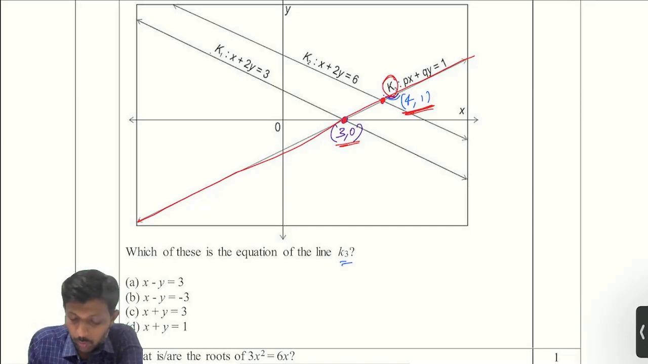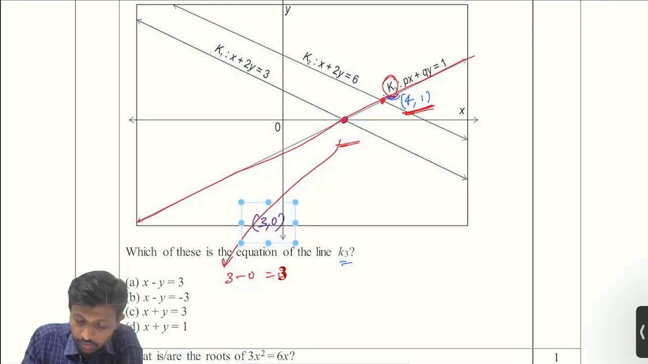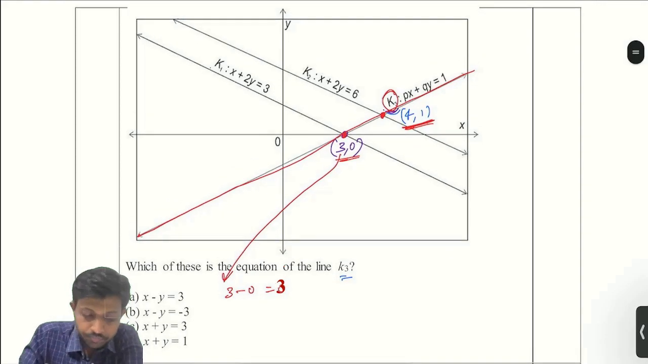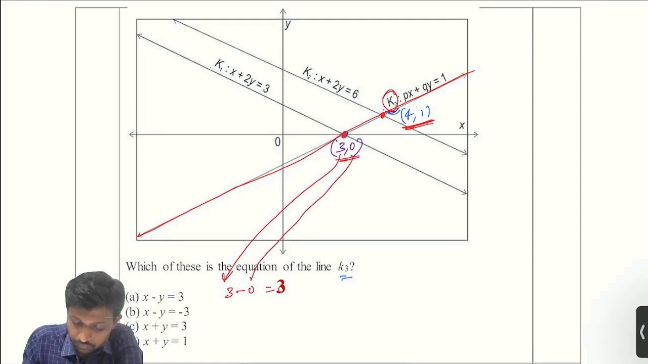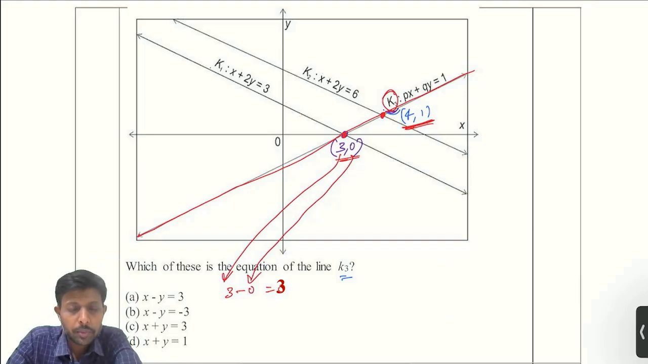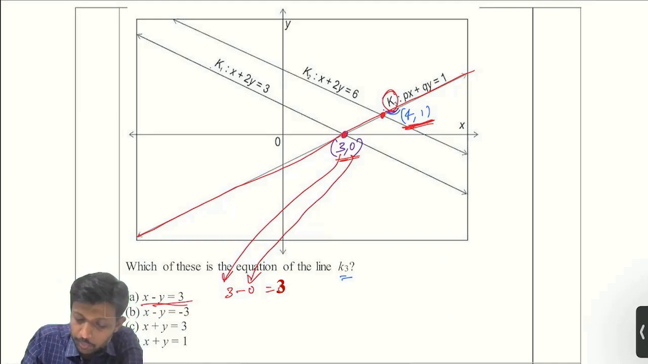x minus y equal to 3. So 3 minus 0 equal to 3. I've taken x from here, y from here. Okay, x and y have been taken from here. So this satisfies the first. While we are at it, let's try the other point also. 4 comma 1, does this satisfy? So 4 minus 1 is also equal to 3. Yes, LHS equal to RHS. This is your answer.